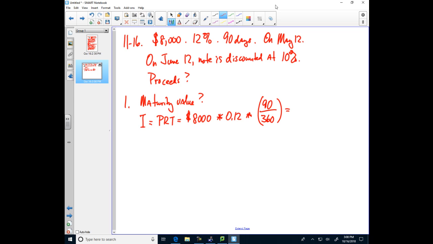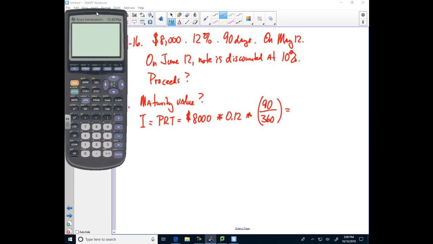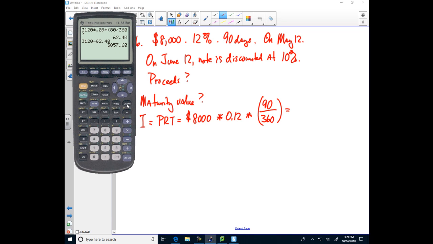So, calculator. Clear. 8,000 times 0.12 times the quantity 90 divided by 360. So it looks to me that this is going to generate $240 worth of interest. Okay.